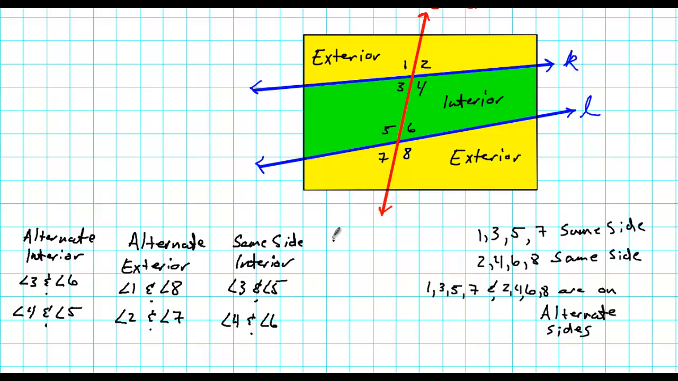Okay, so then we'll name our same side exterior. So exterior, same side. So 2, 4, 6, 8. But we don't need 4 and 6, right? Because they're interior. 3 and 5 we don't need because they're interior. So our same side exterior angles are going to be angle 1, angle 7, angle 2, and angle 8. And these are called angle pairs. So if I said, what are the alternate interior angles? You would say angle 3 and angle 6, and angle 4 and angle 5. They're pairs. They go together.